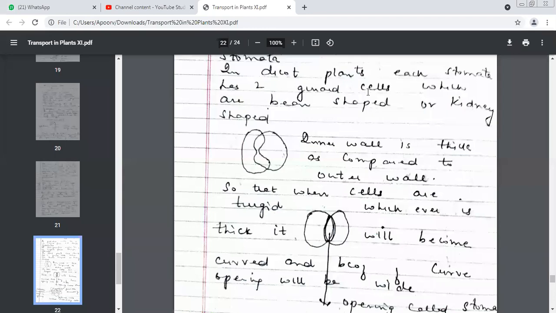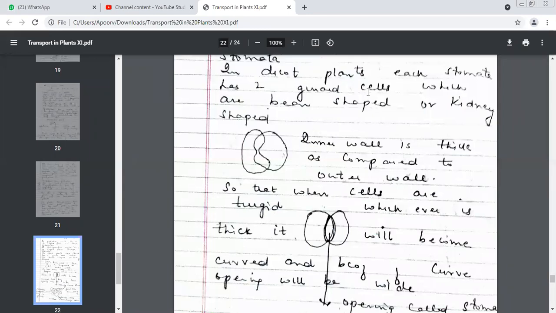Very good. So whenever the cell is becoming turgid, that means whenever water is going to enter the cell, remember, whichever membrane is thicker, that will become curved. If the outer one is thicker, the outer will become curved. If the inner is thicker, the inner one becomes curved.